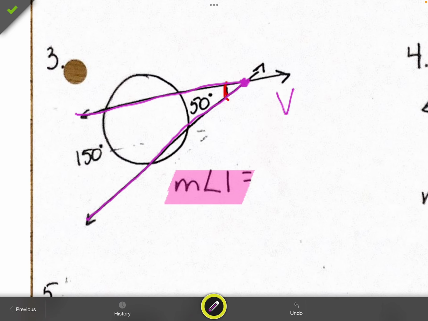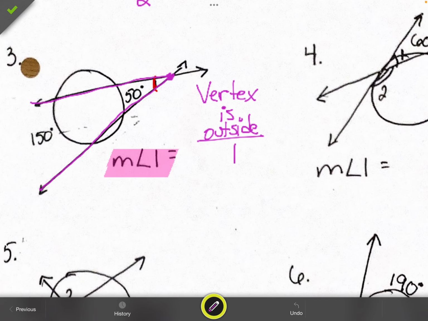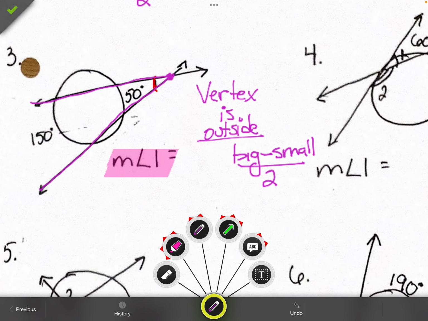My vertex is outside my circle. Okay, and what you want to kind of run through your head is center in, on, or out. It's outside. If it's outside my circle, my formula says big arc, I'm just going to put big, minus small arc divided by 2.